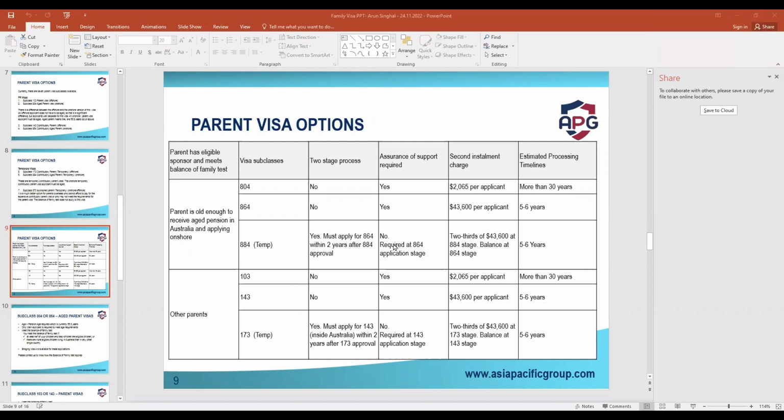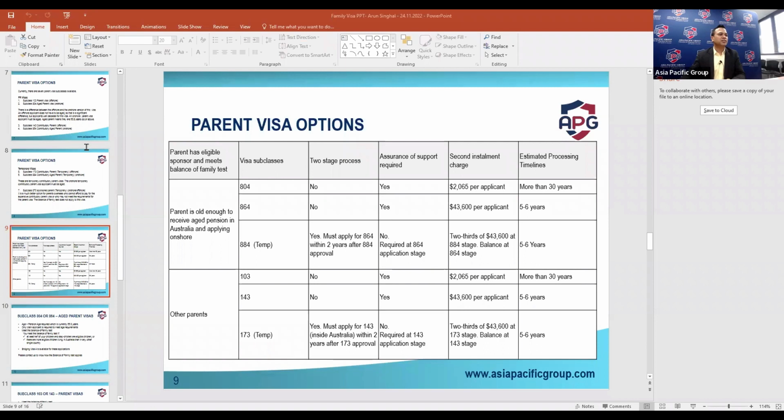Suppose he hasn't got the grant of the tourist visa and he's still on a bridging visa, can he still apply for this one, 804? We have to check in that scenario if there are any conditions attached to the bridging visa. Okay. Thank you, that's all for me. No worries.